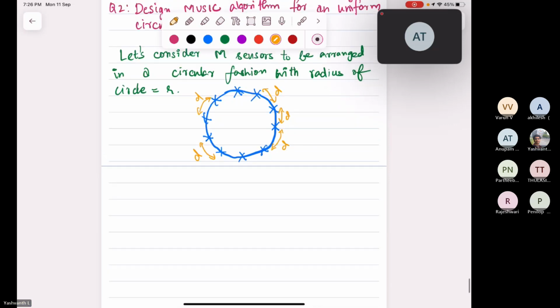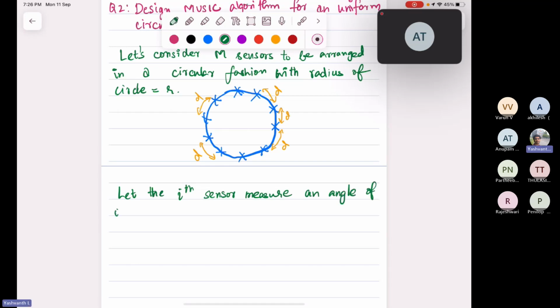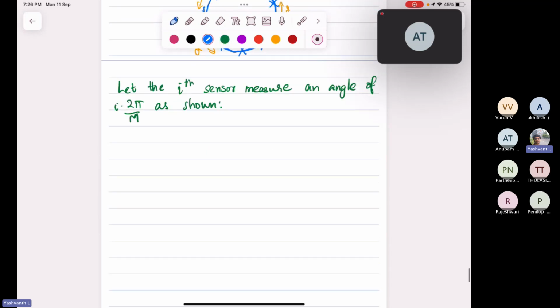Let the ith sensor measure an angle of i times 2 pi by M as shown. Let me draw what this is. Again, I draw a circle. Sorry, my circle is very bad. We'll draw a better circle. Maybe a little better.